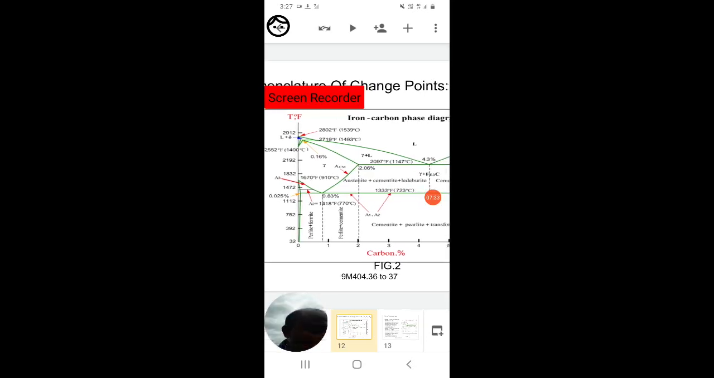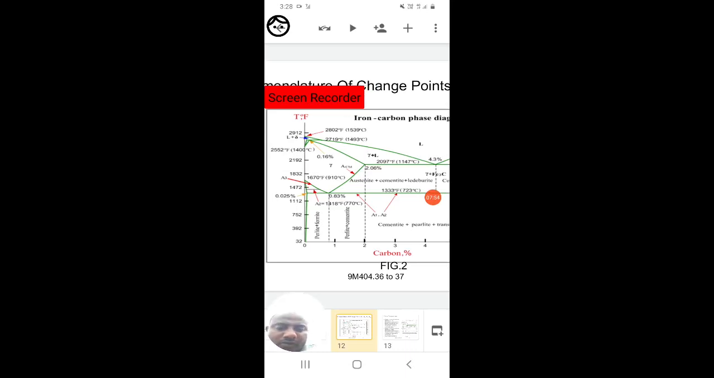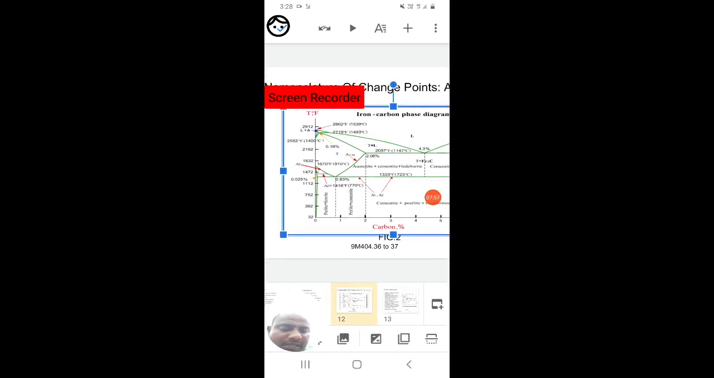Ferrite plus cementite. That mixture is known as pearlite. So this type of reaction is known as a eutectoid reaction. That means solid 1 gives rise to two types of solids.